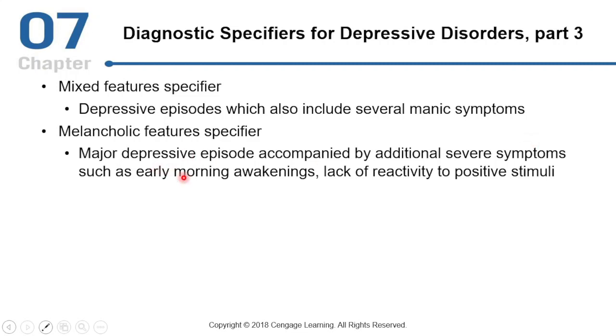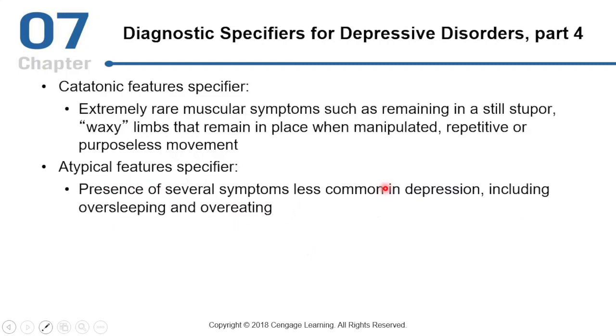And then we also have the melancholic feature specifier, okay, wherein it's accompanied by severe symptoms such as early morning awakenings, lack of reactivity to positive stimuli. So, like for example, nakakita ng cute na baby or cute na aso, wala siyang response. Or lagi siyang maagang nagigising. So, melancholic feature yon. And then, the catatonic feature, this is an extremely rare specifier.